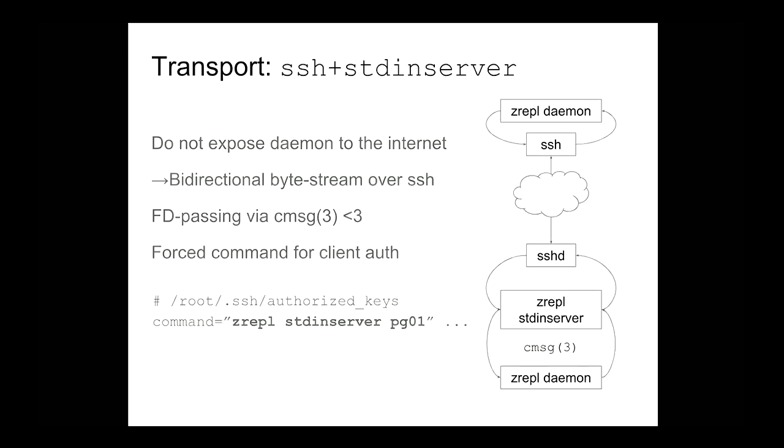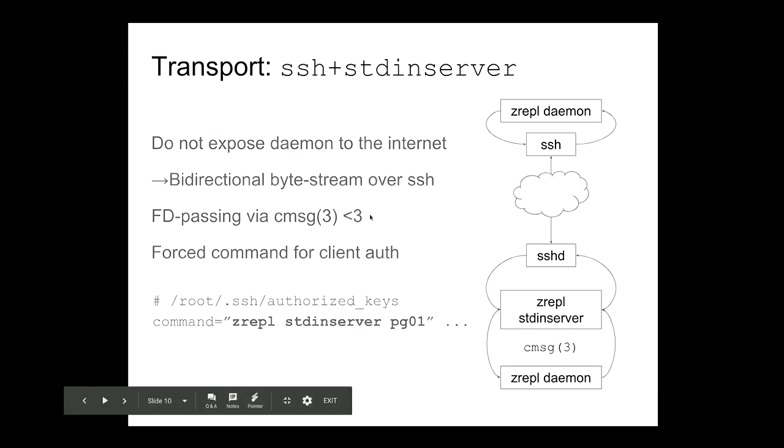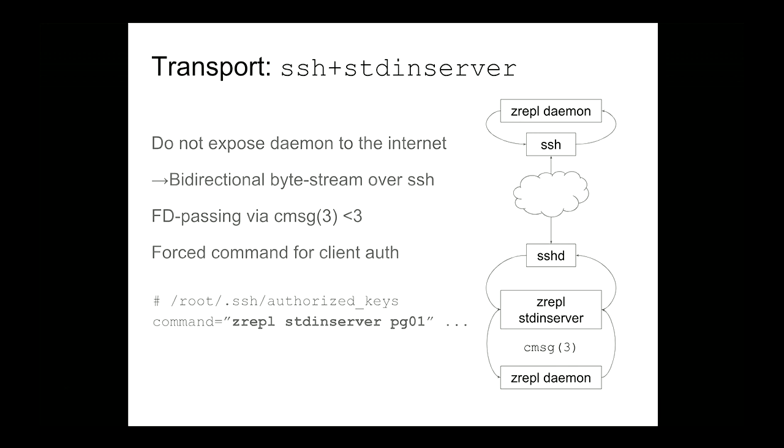So about the transport, it's kind of a dirty hack that I did and I wanted to share with you because actually I like it. So right now I don't really trust myself with putting zrepl on the internet directly. If you can avoid that, it's always a good idea. And for the needs that I have, I don't really need that degree of performance that SSH would be a problem. So right now we only have the SSH plus stdinserver transport, but again, you only need to provide a bidirectional authenticated byte stream. This is very easy to extend to, say, TLS or anything else.